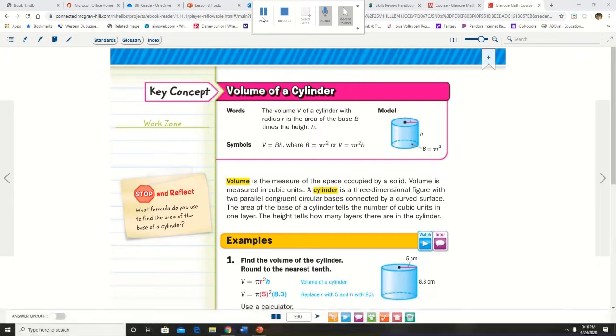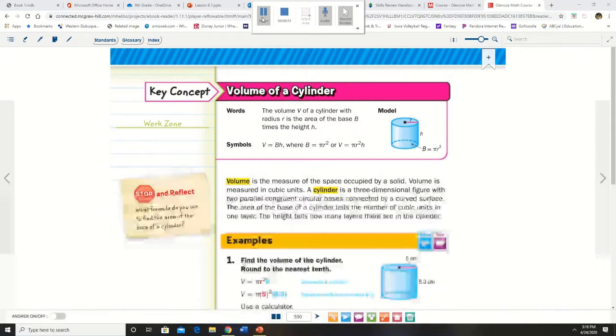As you can see here on page 590, if you have your textbook or on the screen, you can see that volume is going to be the measure of space that is occupied by the solid. So I like to think of volume as how much a figure can hold or an object can hold.